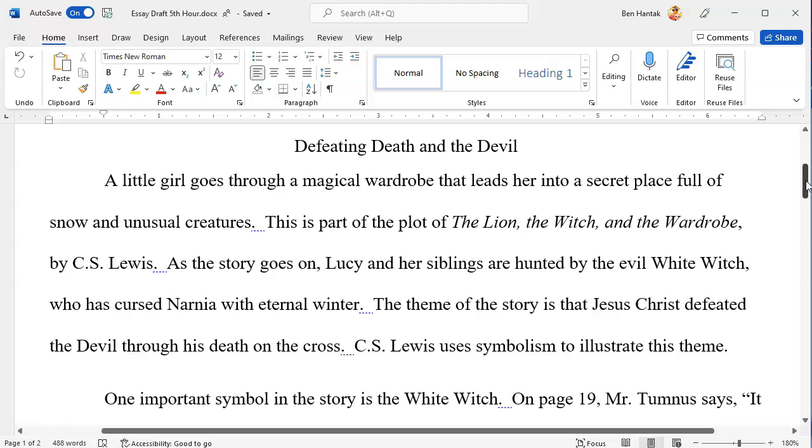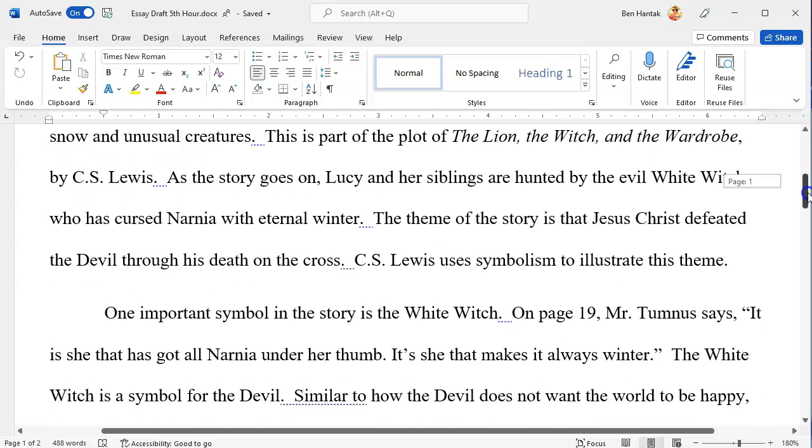Defeating Death and the Devil. A little girl goes through a magical wardrobe and leads her into a secret place full of snow and unusual creatures. This is part of the plot of The Lion, the Witch, and the Wardrobe by C.S. Lewis. As the story goes on, Lucy and her siblings are hunted by the evil White Witch, who has cursed Narnia with eternal winter. The theme of the story is that Jesus Christ defeated the devil through his death on the cross. C.S. Lewis uses symbolism to illustrate this theme.